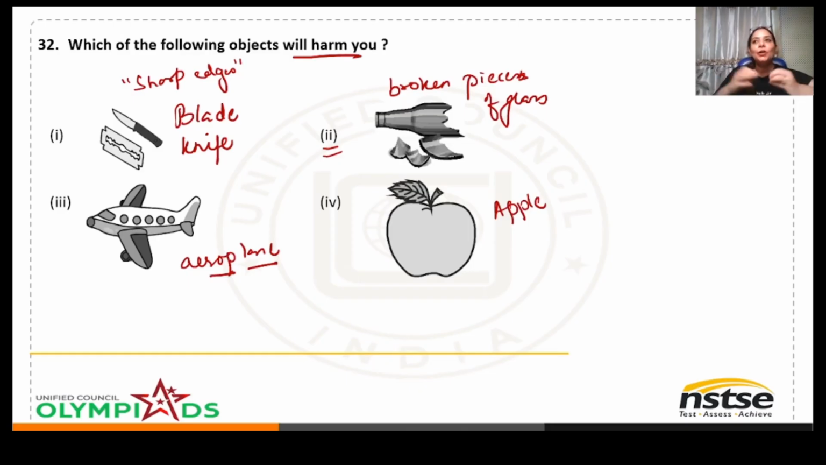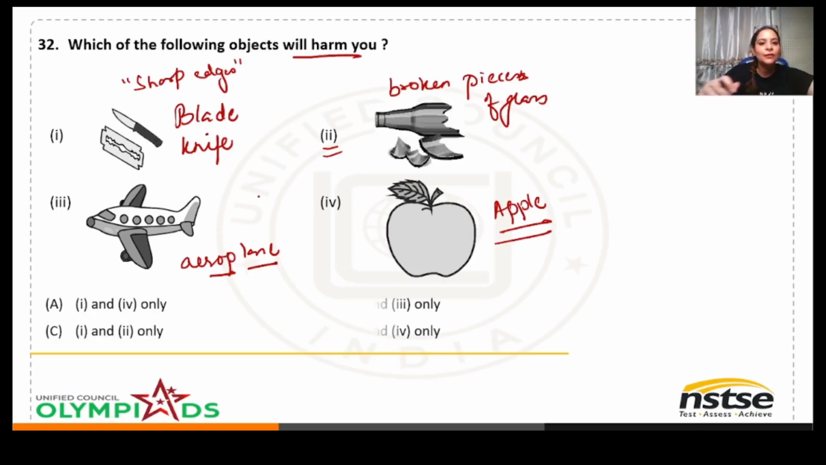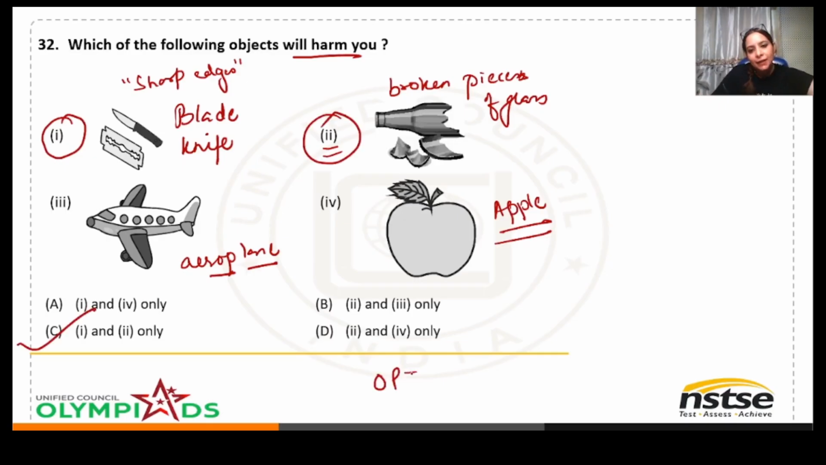to see a good view. And apple is good for eating. It keeps you healthy. So out of this, which will harm you is definitely, if you don't handle it properly, that is option 1 and option 2. Therefore, the correct answer is option C.